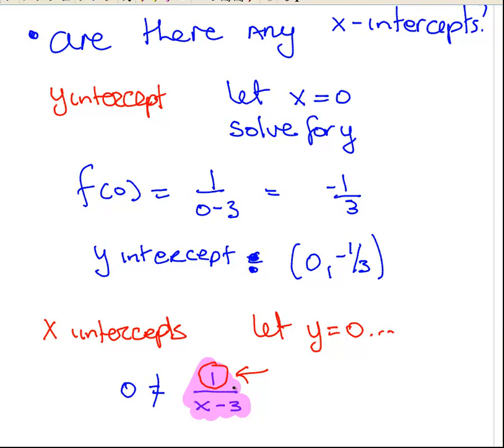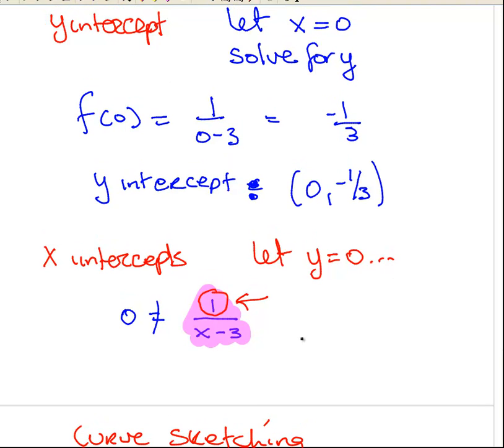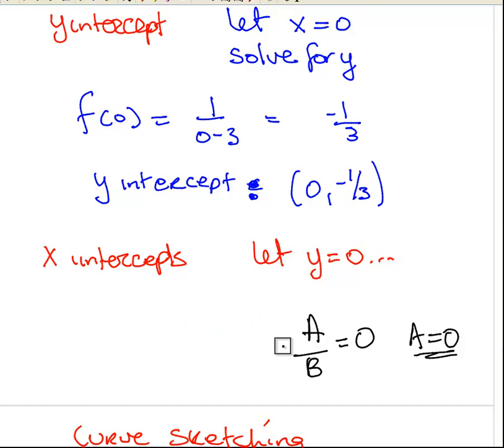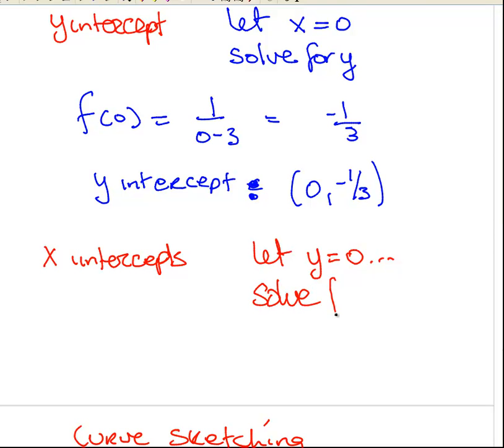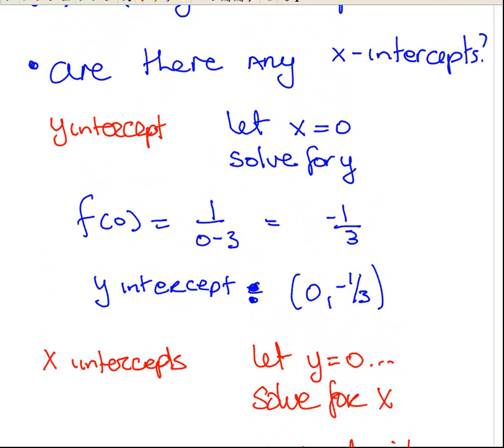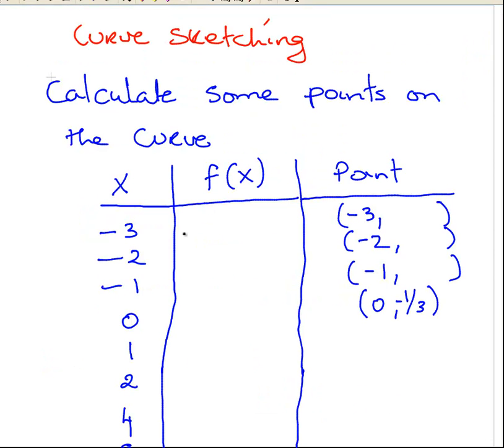Simple as that. Just to make this absolutely clear, if a over b is equal to 0, some fraction, that means a has to be equal to 0. It's the only way it could work out. And that's not the case here, where the numerator is equal to 1. So in general, what you do is let y equal 0 and solve for x, and in this case we can't do that. So that's why there are none. Are there any x-intercepts? No.